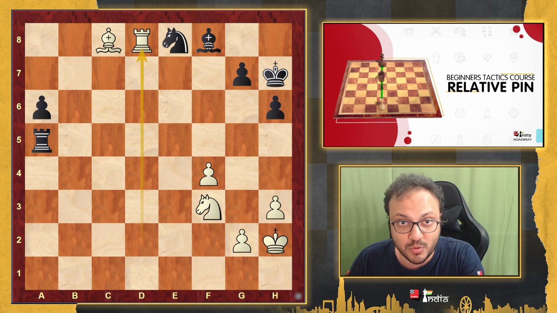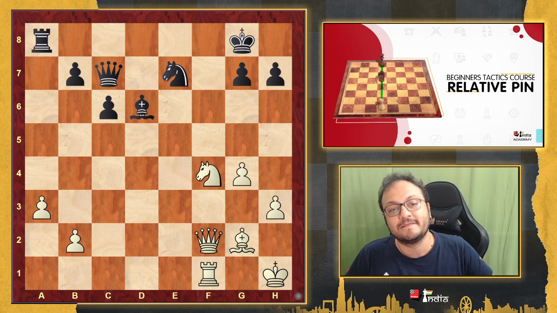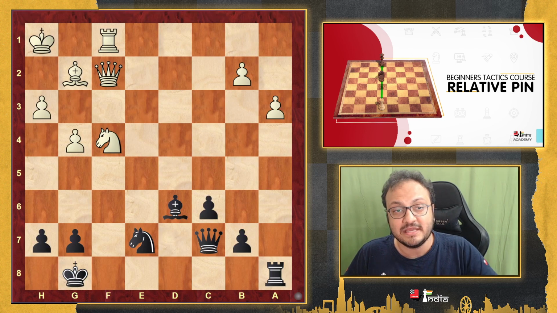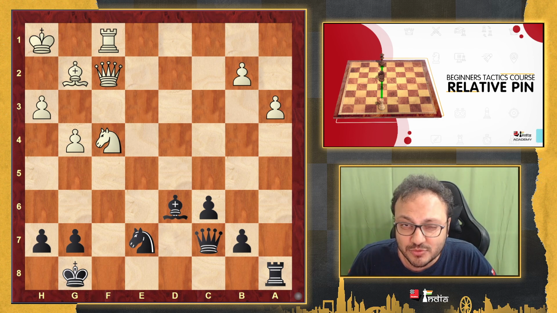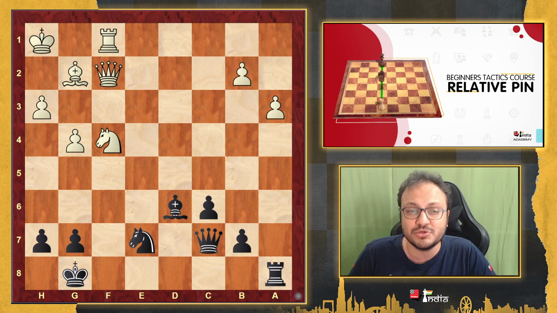Okay, let's go to one more here. This one is black to play. What should black do in this position? Not simple, not simple. Try to think, try to put your head. What do you do here?